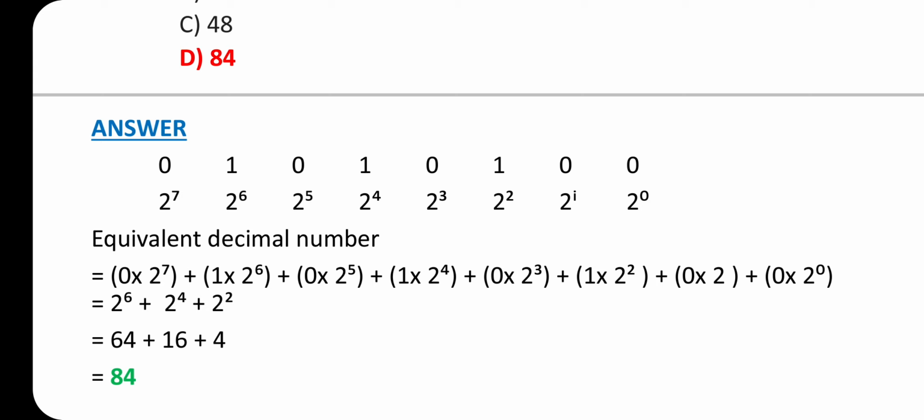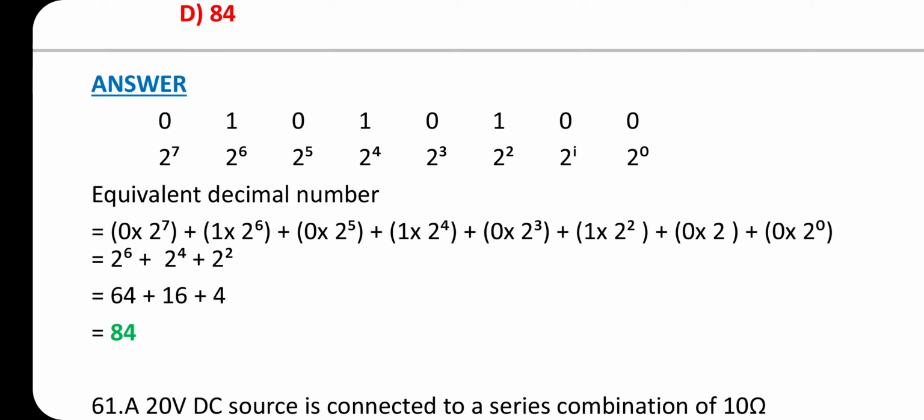The corresponding power of 2 for the first digit 0 is 2 raised to 7, for 1 it is 2 raised to 6, for 0 it is 2 raised to 5, the next one 2 raised to 4, etc. The equivalent decimal number we can calculate is 0 into 2 raised to 7 plus 1 into 2 raised to 6 plus 0 into 2 raised to 5 plus 1 into 2 raised to 4 plus 0 into 2 raised to 3 plus 1 into 2 raised to 2 plus 0 into 2 raised to 1 plus 0 into 2 raised to 0. After simplifying we get the answer as 84.